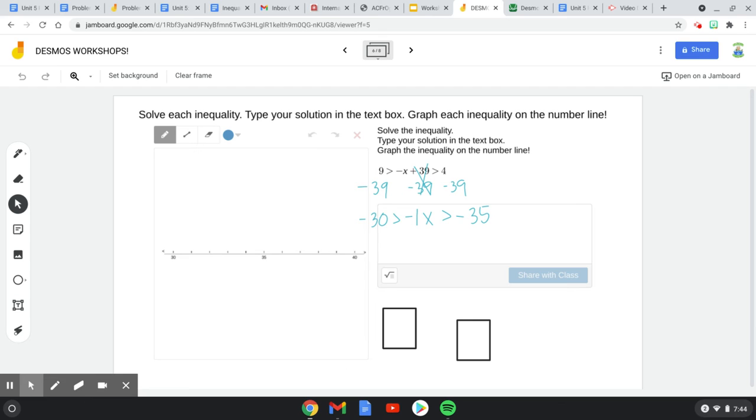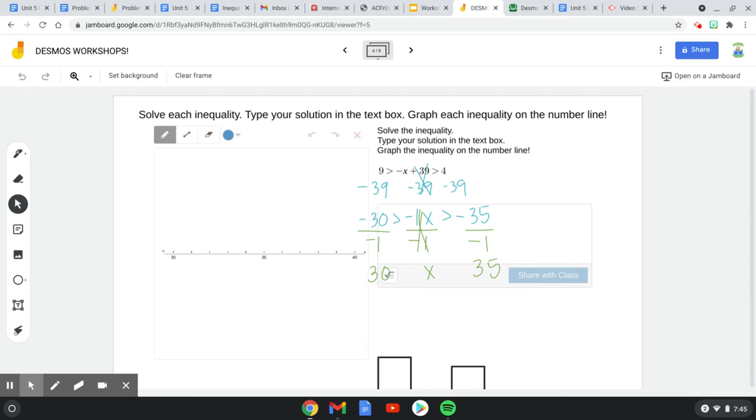So this x, I'm still trying to get it by itself. It's not quite there yet because I have that negative 1 as a coefficient. In order to get rid of that, I know I have to divide by negative 1 on all sides of this inequality, all pieces, the left, the middle, and the right. So negative 30 divided by negative 1 just leaves us with a positive 30. These cancel out, so I'm left with x. And then negative 35 divided by negative 1 leaves me with a positive 35. That's because a negative divided by a negative is a positive.